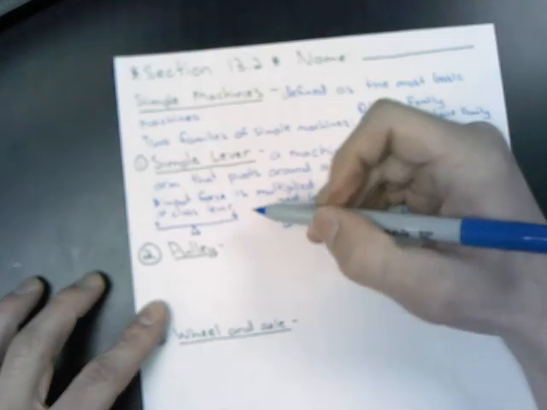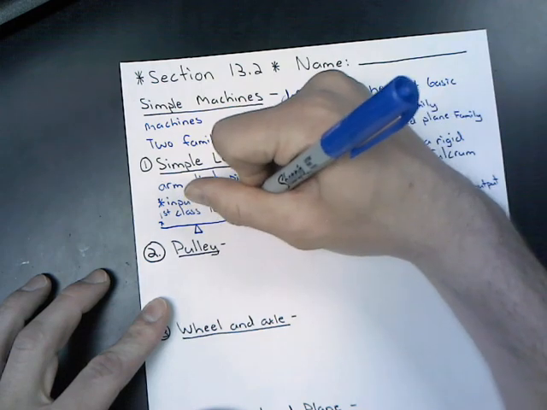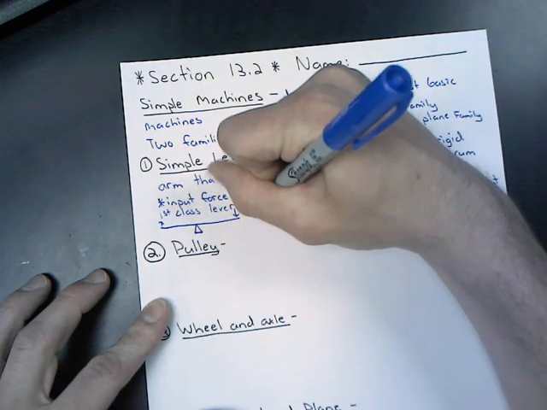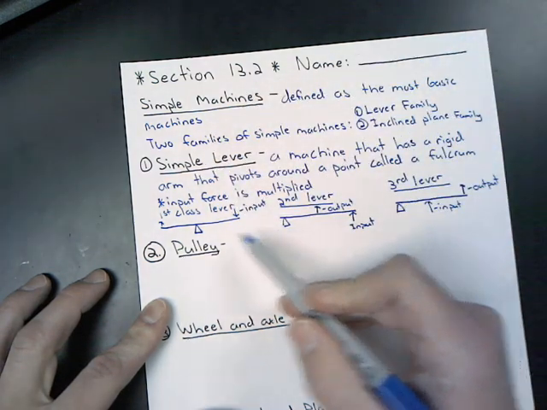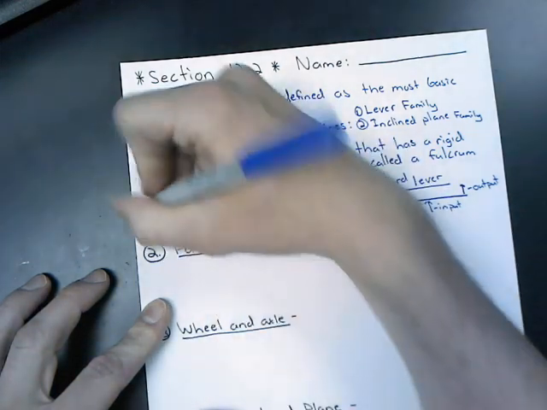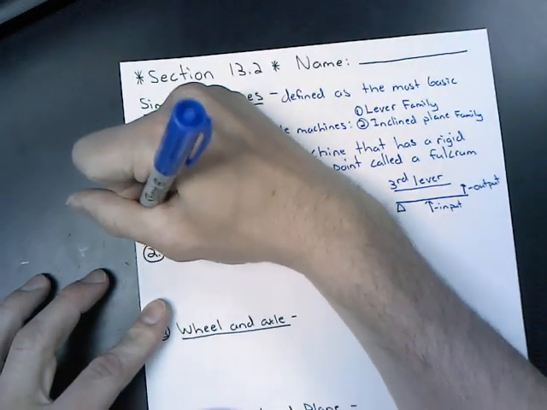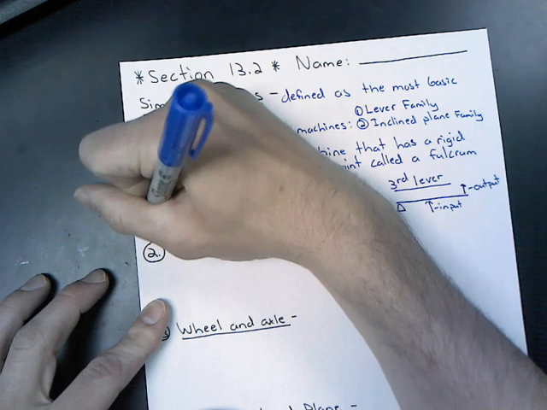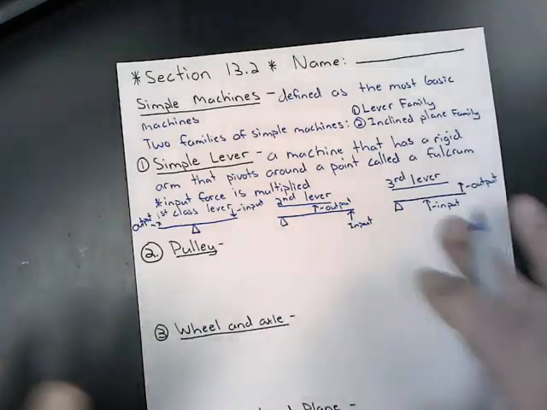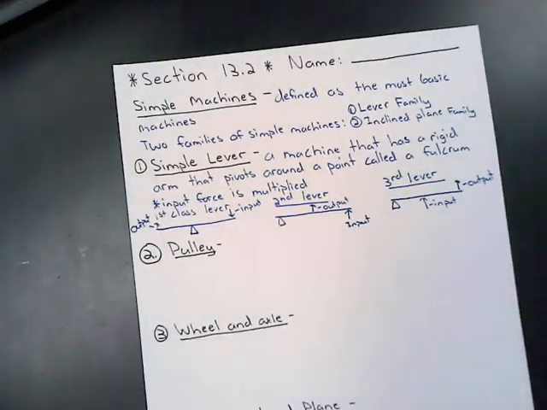Now, to label this clearly here, I should have labeled the input force over here on this first class lever and the output force on this first class lever. Now, I know that was kind of jam-packed there, but we can transition to a pulley.